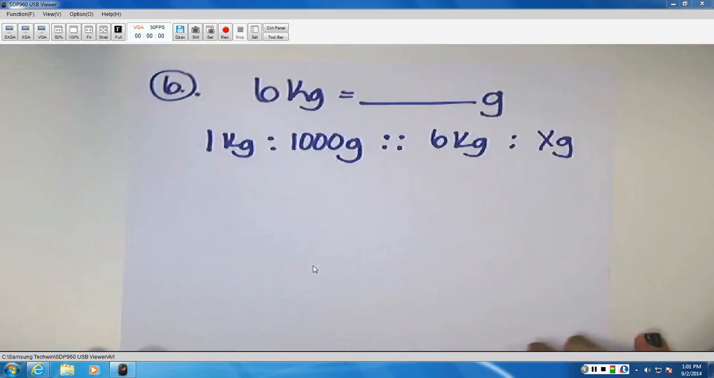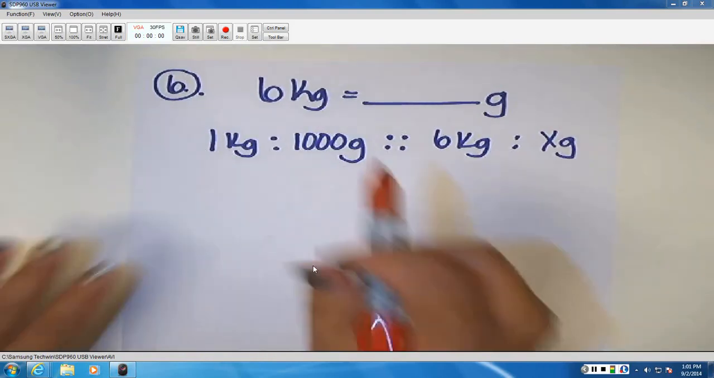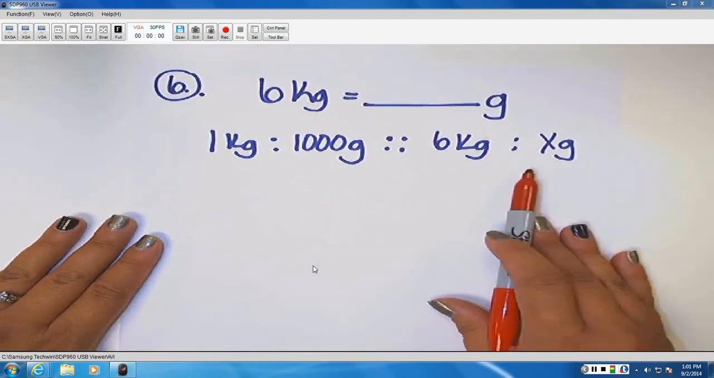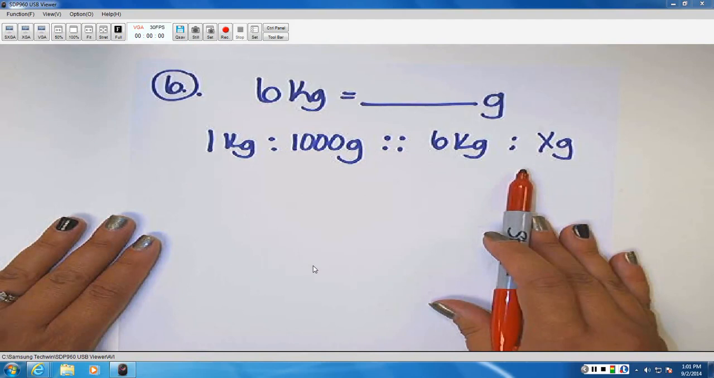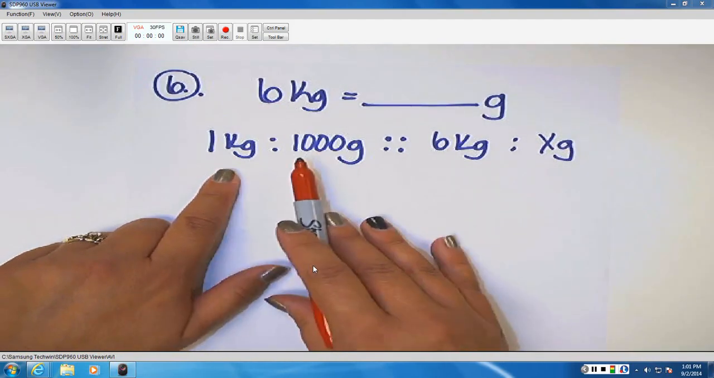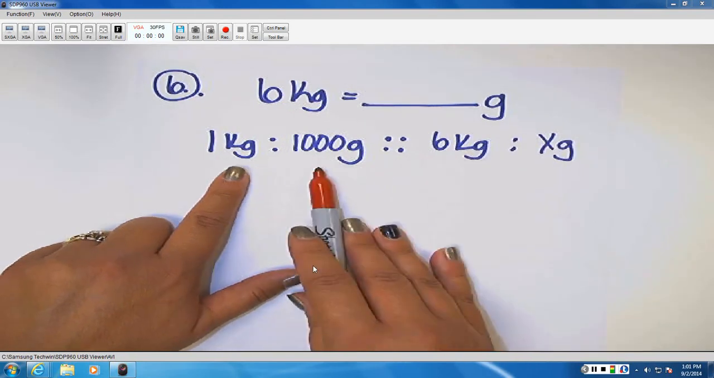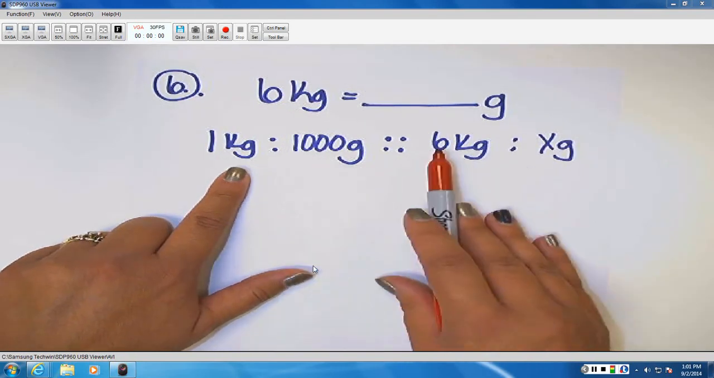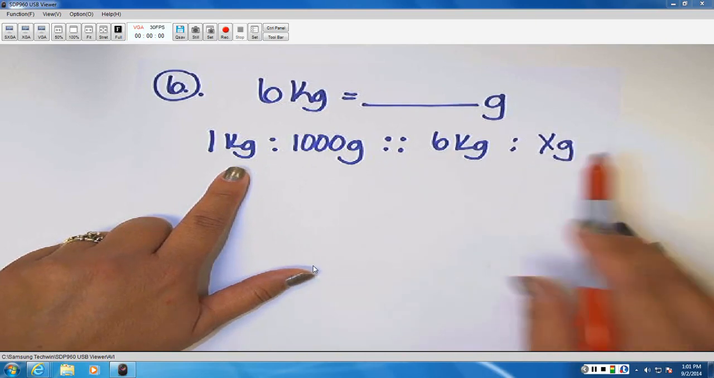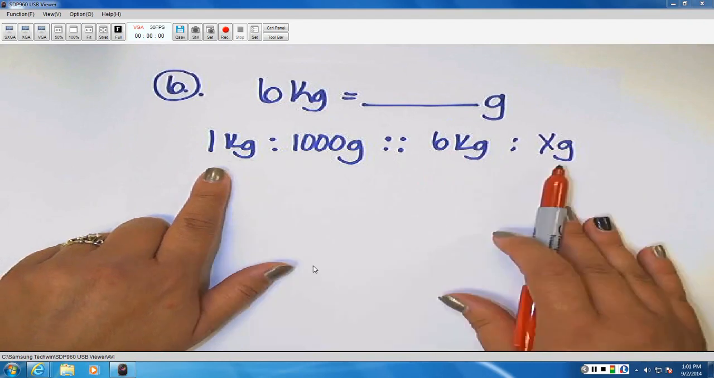So now we'll do kilograms and grams, and this is number 6 in the worksheet from Chapter 6. I've got 6 kilograms equals how many grams? I've set up my proportion. I looked at the worksheet or looked it up in the book, and I know that 1 kilogram is the same as 1,000 grams. That is what is known. What is unknown is how many grams 6 kilograms equals. So here's my equation.